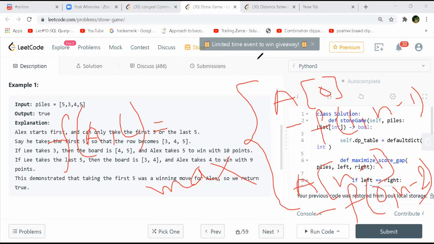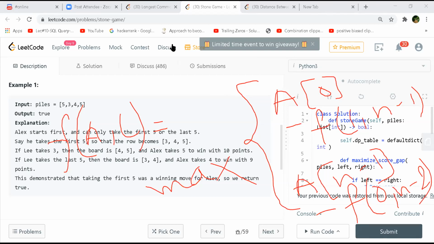Since there are two turns, for Alex and Lee, we can start our DP state from the turn of Alex. If it is Alex's turn, then we need to maximize the total sum of points. Since we need to explore all the possibilities, we can take either the start or the end one, and then go with the recursive flow.